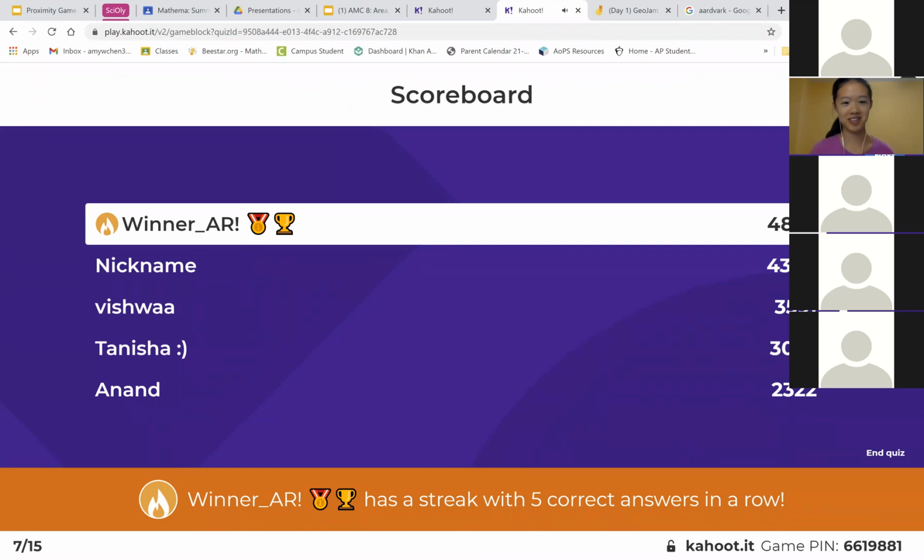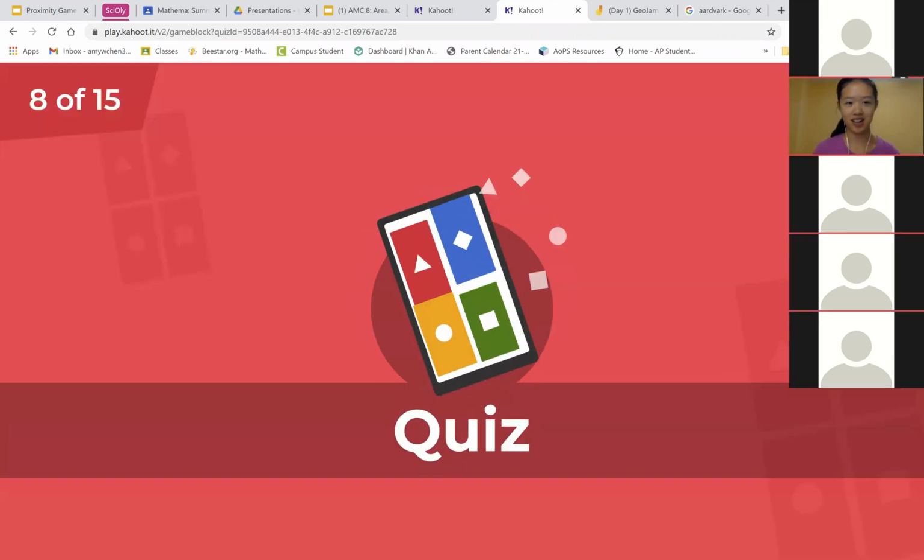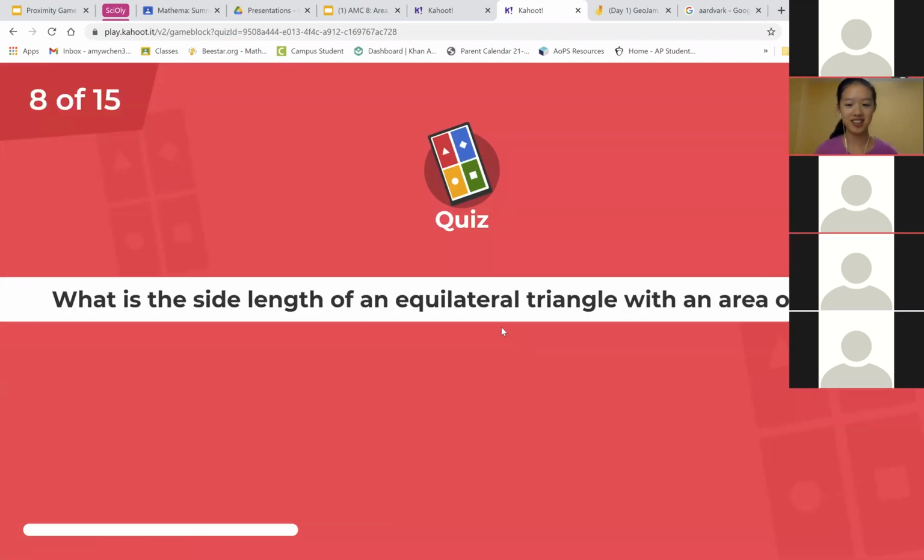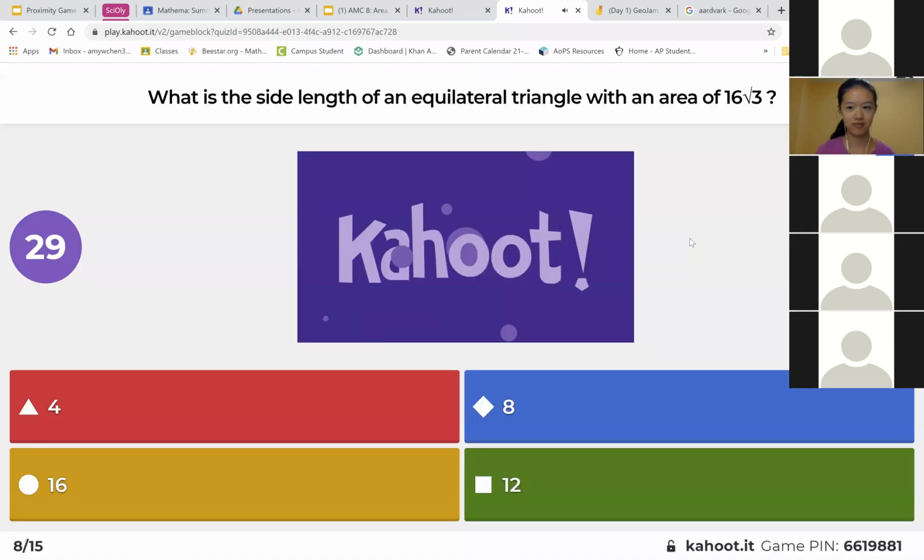Oh yikes! Someone overtook nickname. Okay, what's the side length of an equilateral triangle with an area of 16 square root of 3?